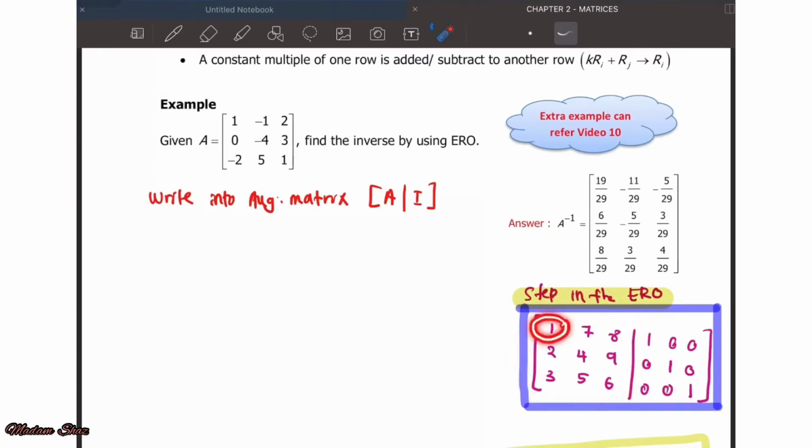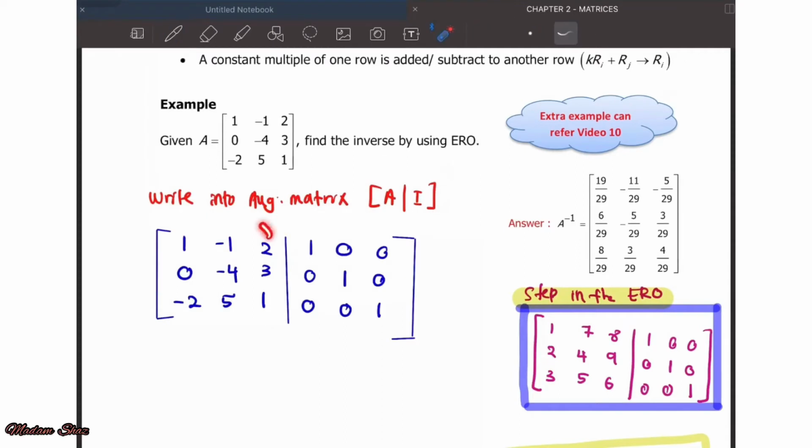The first step means that we want to change the element to become 1. For the second step, we want to change this element to become 0. For the third step, we want to change this position to become 0. Continue until the 9th step, where we want to change this position to become 0. Okay, so first, write the augmented matrix where you have A and I. This is our matrix A and this is our identity matrix.